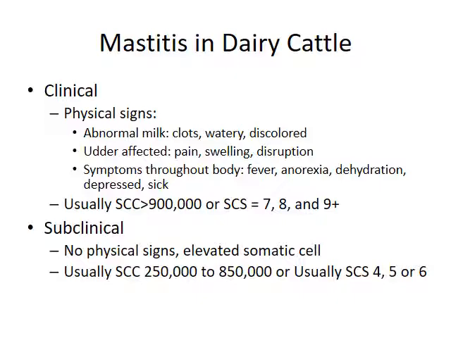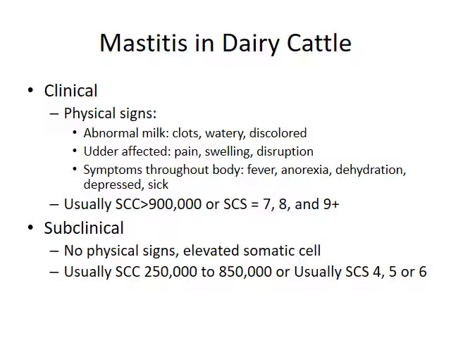So mastitis in our dairy cow is going to be put into two categories. Clinical, we're showing physical signs. We see from across the room that in some way, shape, or form that cow has an infection, the cow has mastitis. So abnormal milk, abnormal in any number of ways. We see clots, we see flakes, we see watery milk, we see discolored milk, all are outward signs of mastitis. The udder is affected.